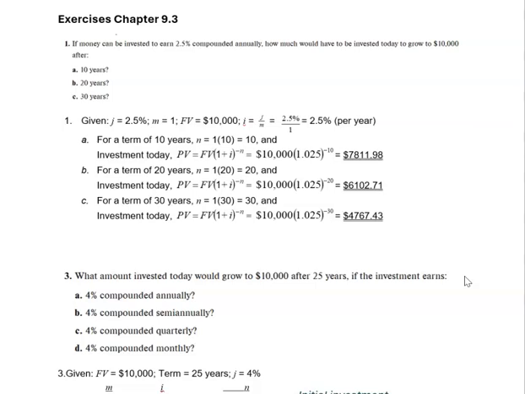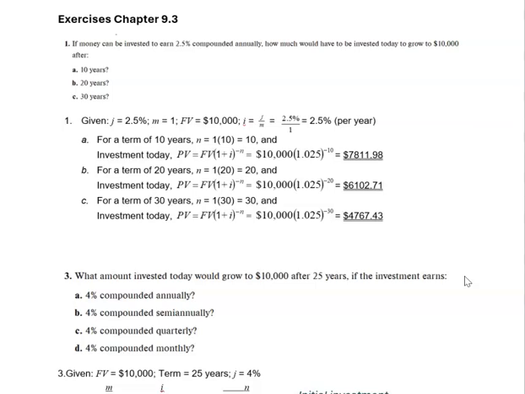1.025. Click the y to the power of x button on your financial calculator. Then you'd put 10. Then you'd hit the plus minus button to make the number on the screen into minus 10 or negative 10. And then you'd hit the equals button. And that's going to give you the 7811.98.